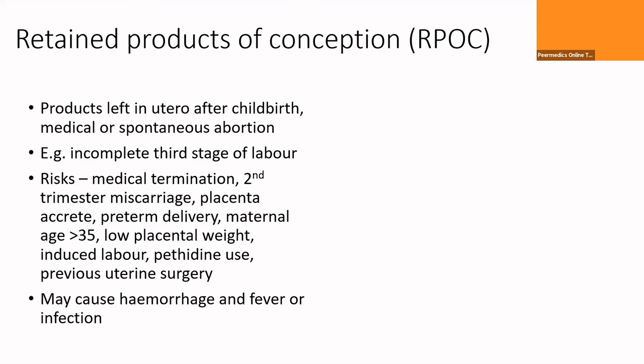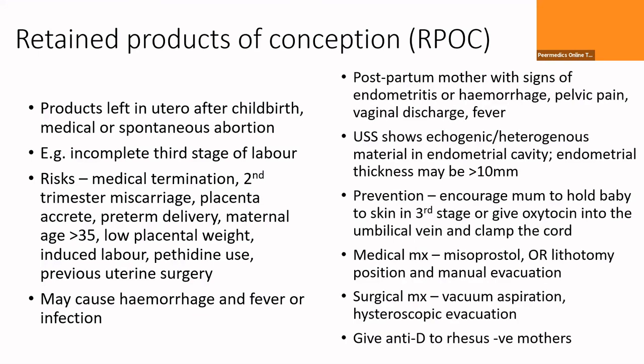And generally you might notice it where the ultrasound scan identifies remaining pregnancy tissue within the uterus, so it looks kind of echogenic or heterogeneous compared to the rest of the uterine cavity, and it can cause hemorrhage or fever or infection. So suspect it when you've got a postpartum mother who's got signs of endometritis or hemorrhage, pelvic pain, vaginal discharge and fever. And like I said before, it's where you've got an ultrasound that shows some kind of remaining products that shouldn't be there, or it's thicker than it should be.